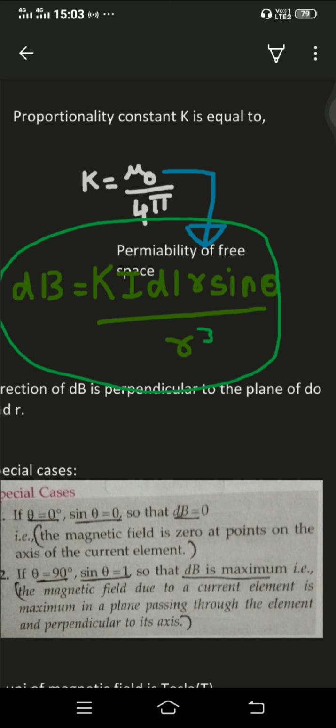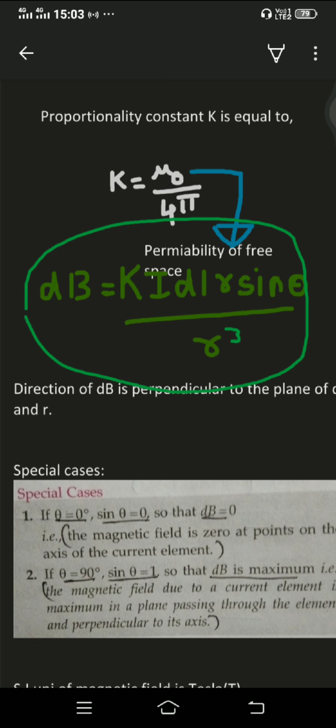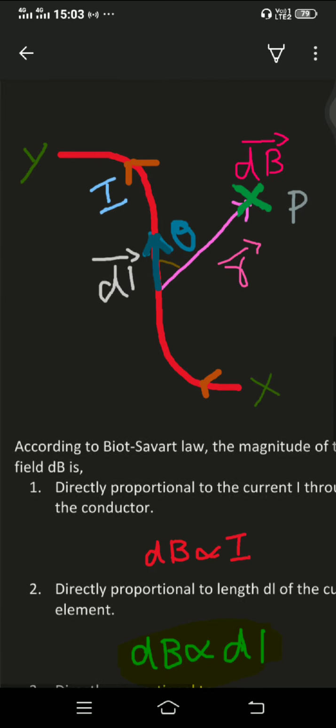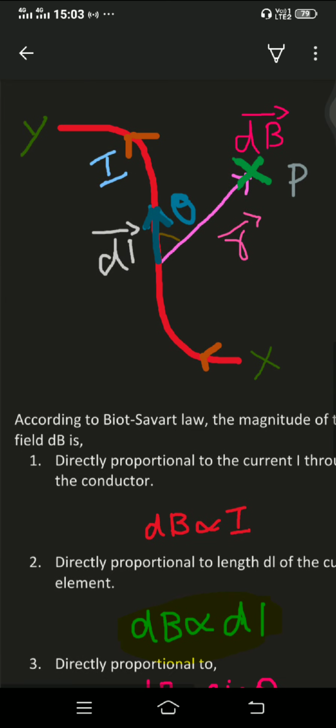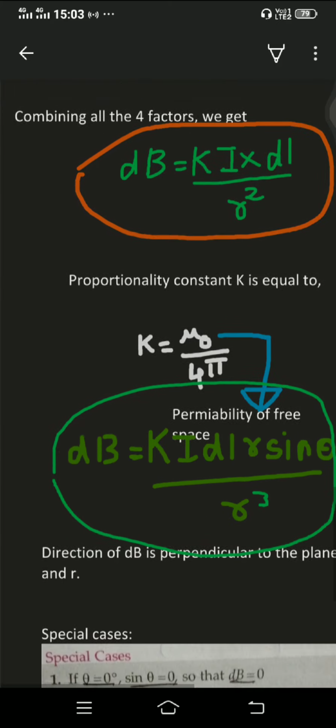In the second case, if theta is equal to 90 degree, sin theta is equal to 1, because we know sin 90 degree is equal to 1, so that dB is maximum. If you want the magnitude of magnetic field to be maximum, then we should place the current element dl perpendicular to the position vector r vector. The magnetic field due to a current element is maximum in a plane passing through the element and perpendicular to its axis. The SI unit of magnetic field is Tesla, which is represented by the symbol capital T.